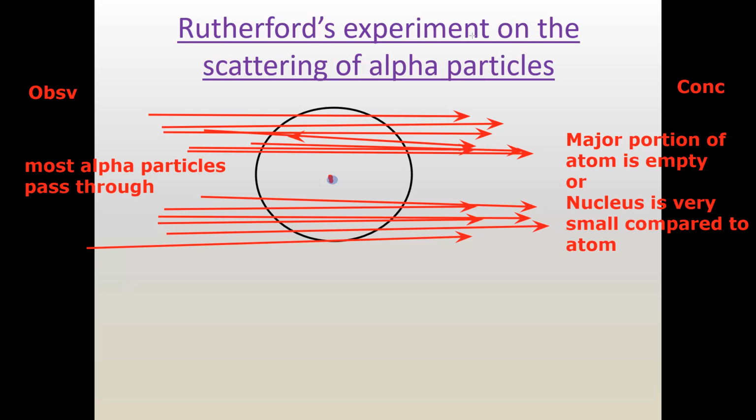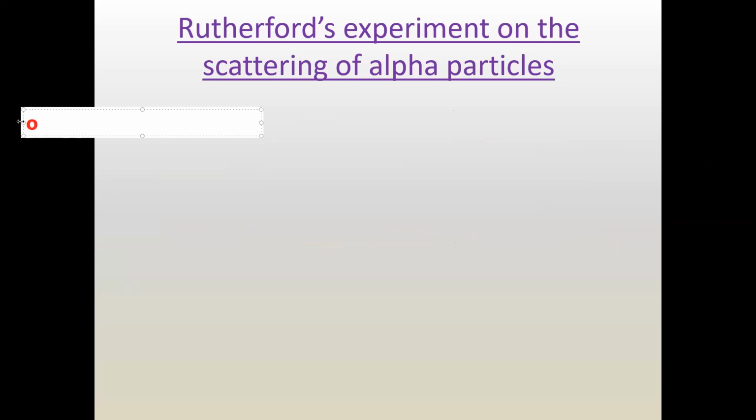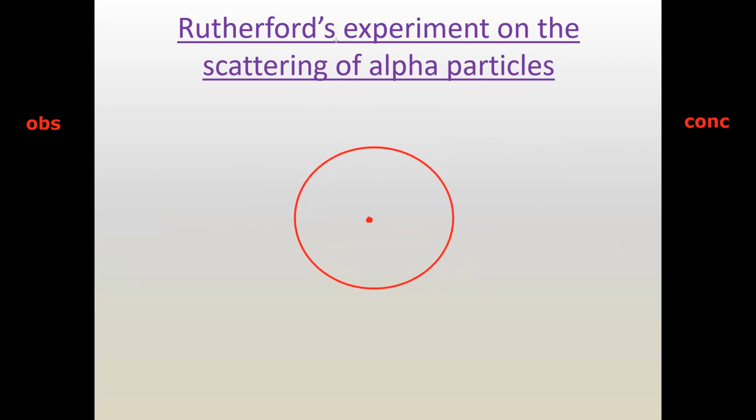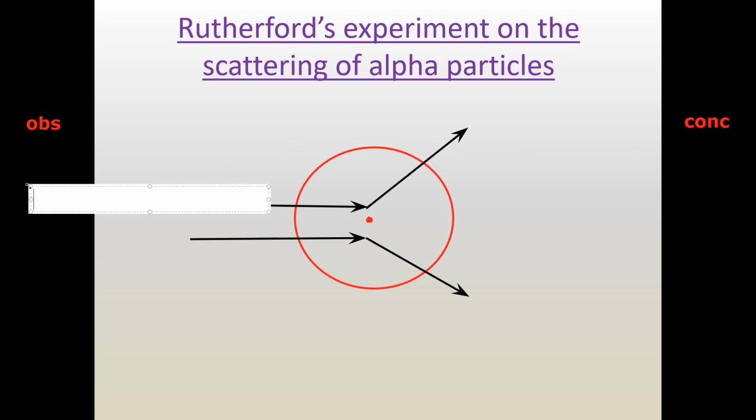The second one, the second observation and the conclusion he drew. What was the second observation? The second thing he observed, a few of the alpha particles change the direction when they are moving. He observed a few of the alpha particles change their way, change the direction. Like the alpha particle is moving, and it changes the direction. So what is the reason for that? First, this is the observation, a few alpha particles are deflected.